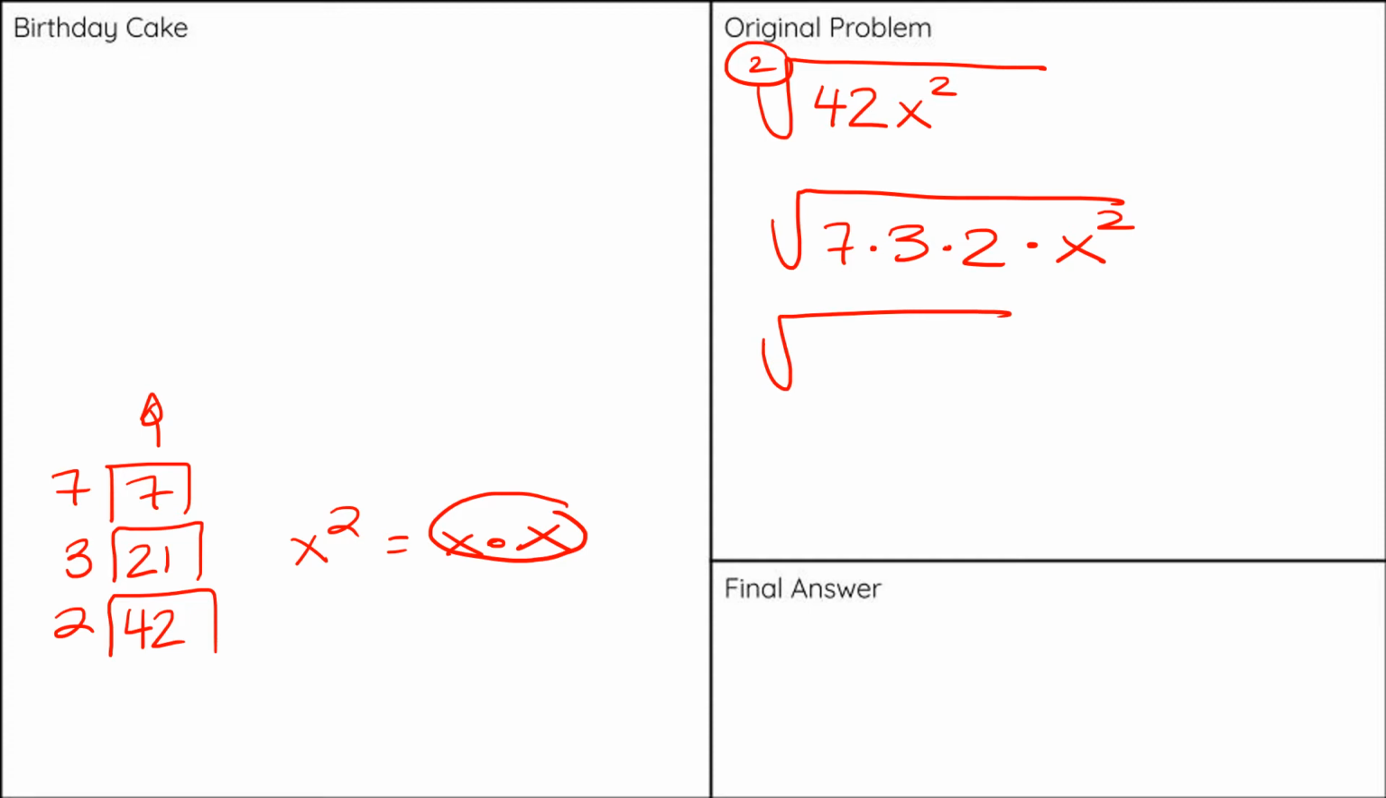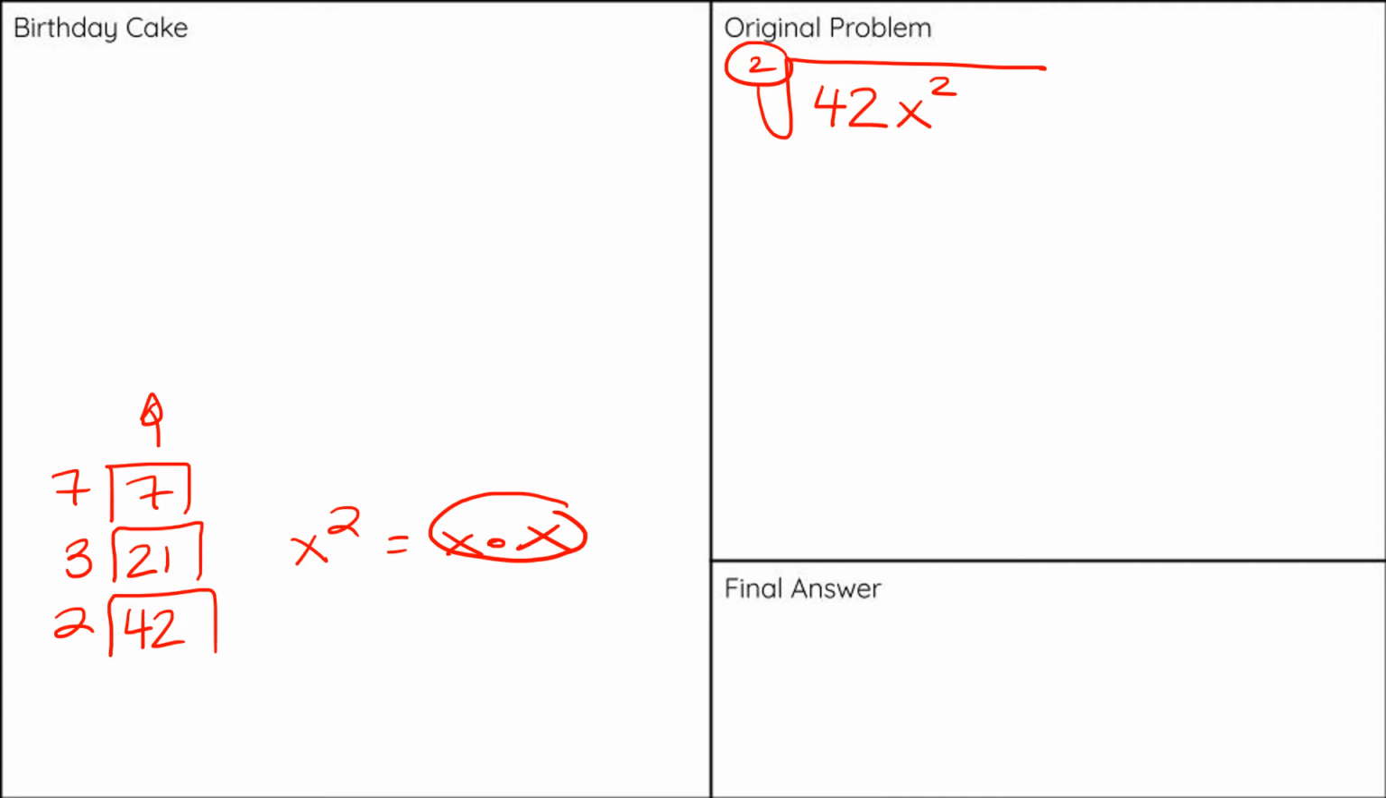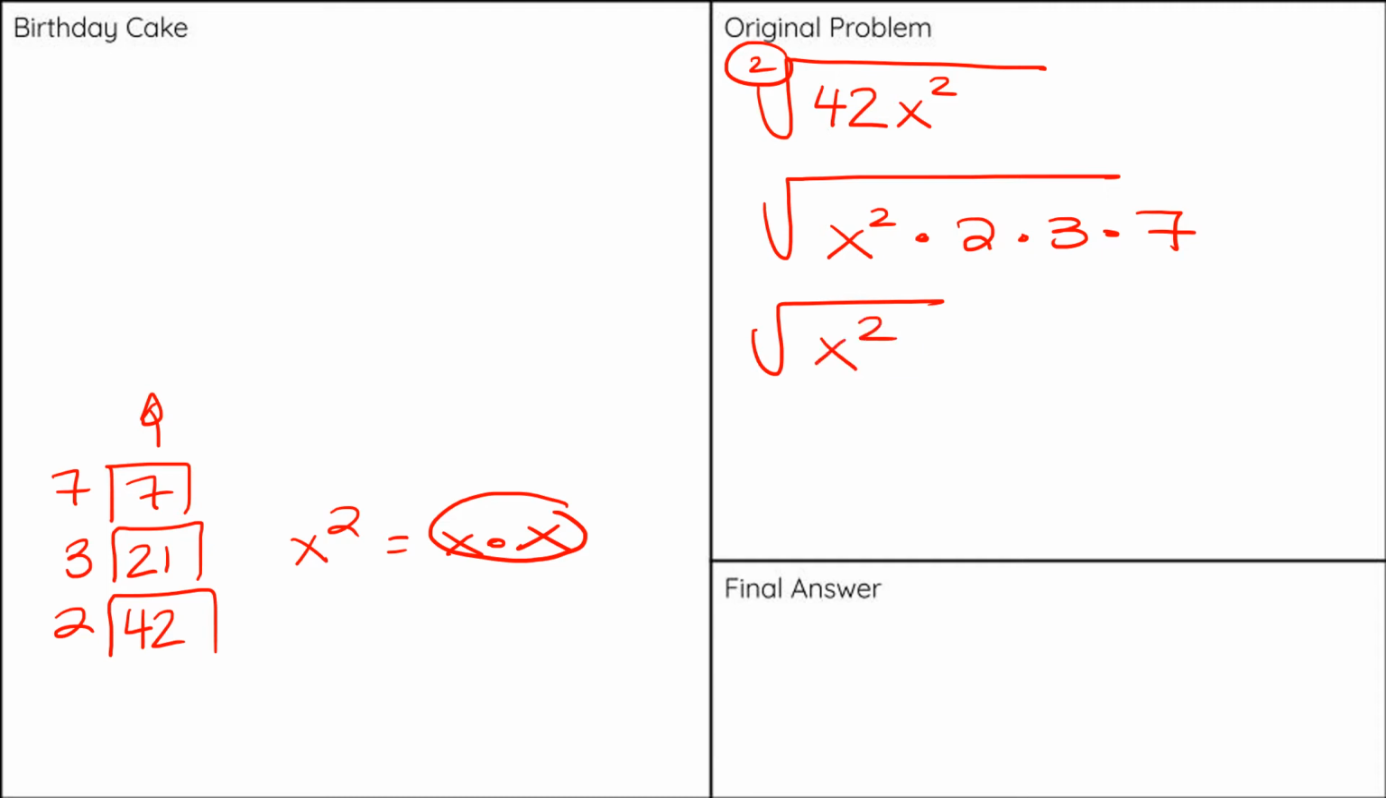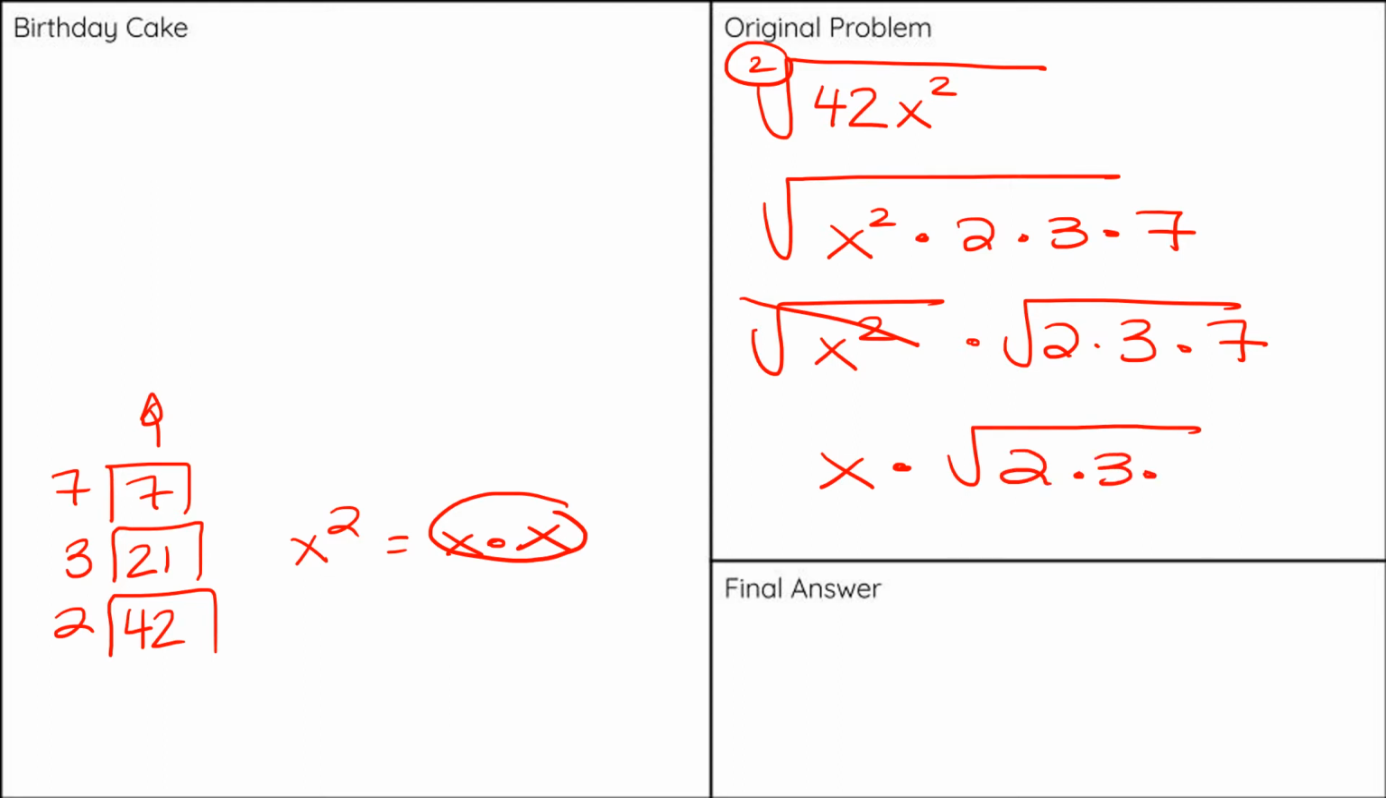Actually, I'm going to write it like this instead. X squared, 2 times 3 times 7. Then we separate our exponents. We know that these are inverses, so we're going to be left with x. Then we have 2 times 3 times 7. So our final answer is x square root 42.